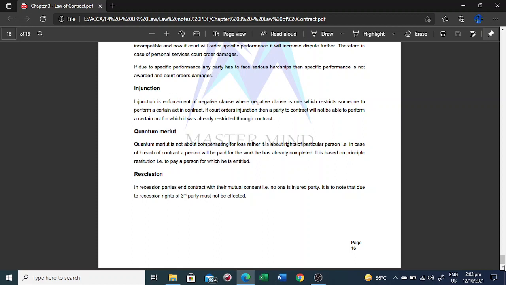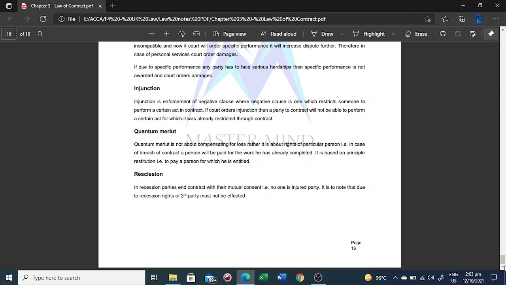Quantum meruit is about the rights of a particular person. So in case of breach of contract, a person will be paid for the work he has already completed.